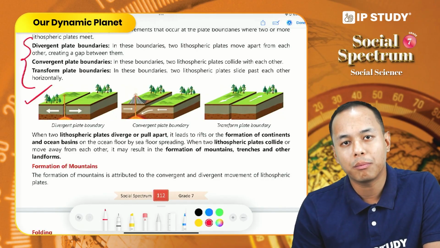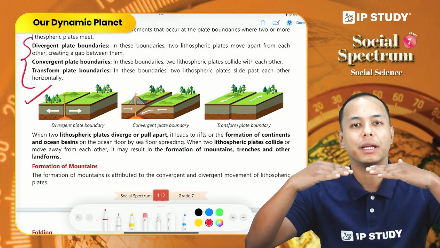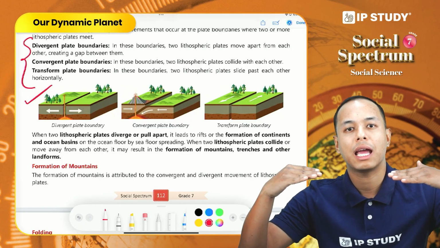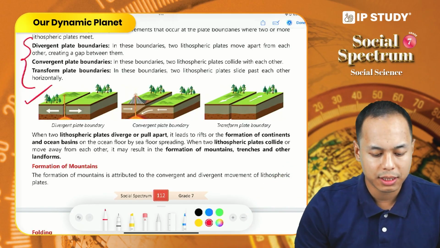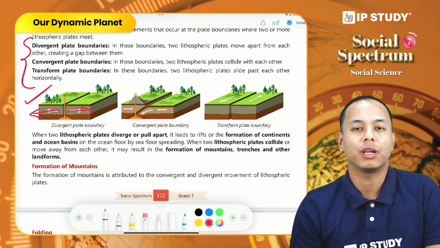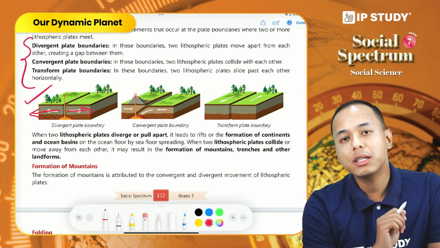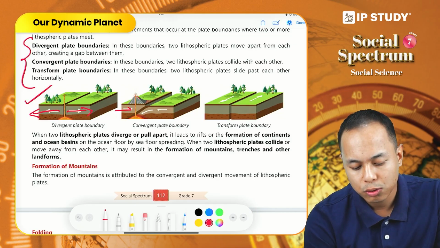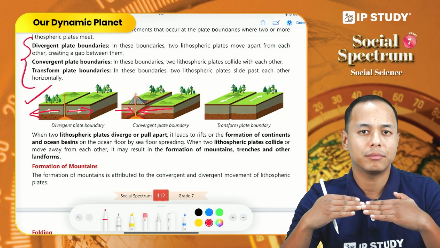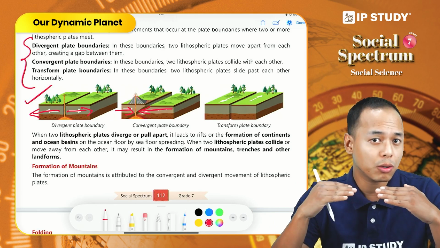In this plate boundary, suppose these are two plates. These two plates move away from each other. As we can see here in the diagram, this one is moving here and this one is moving here. Convergent plate boundaries: here two plates move towards each other and they collide.